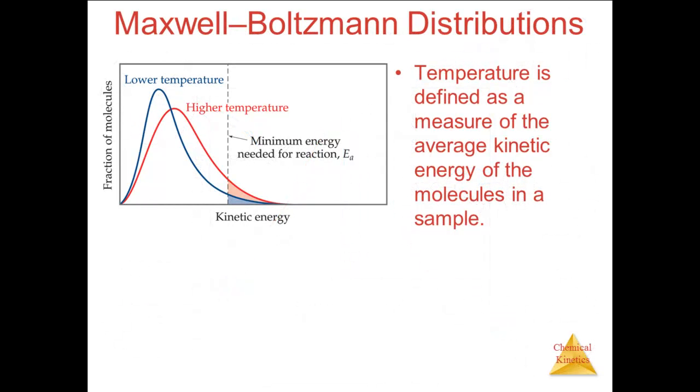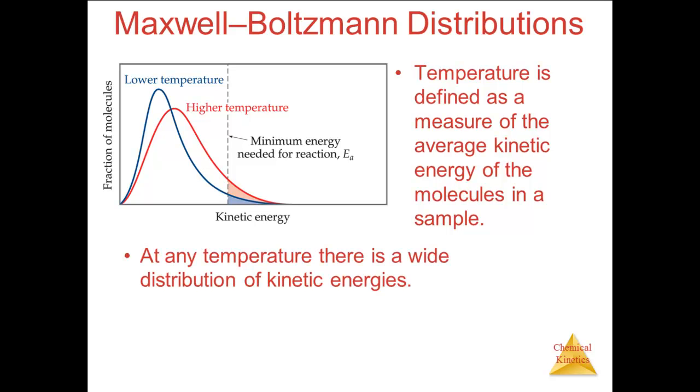Maxwell-Boltzmann distributions. Temperature is a measure of the average molecular kinetic energy of a set of molecules. So changing the temperature clearly is going to affect the kinetic energies of the molecules and will impact the rate of the reaction. At any particular temperature, there is a wide range of molecular speeds and molecular kinetic energies. The distribution of the energies is called the Maxwell-Boltzmann distribution.